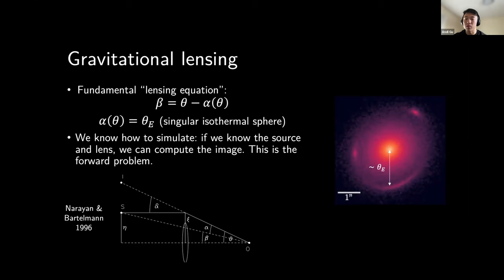The image on the right is an instance of a simulated lens where I pretend I know the ground truth parameters for the source and the lens, and then we try to simulate it with realistic observing conditions. So there's noise and there's effects from the telescope, et cetera. Although it's not perfectly symmetric, I've roughly indicated the Einstein radius on the figure, which gives an order of magnitude for what the Einstein radius of this lens is.